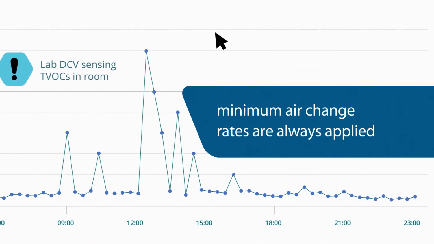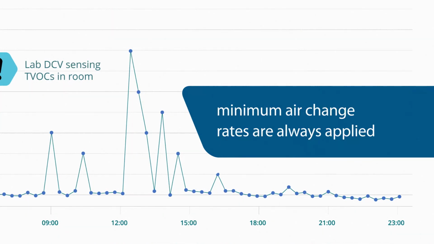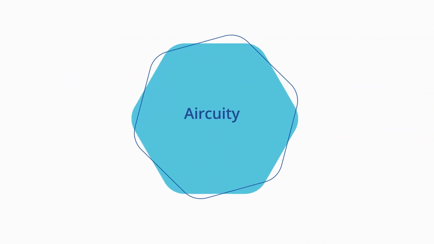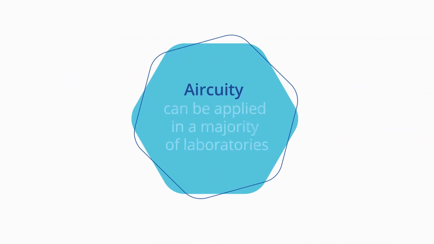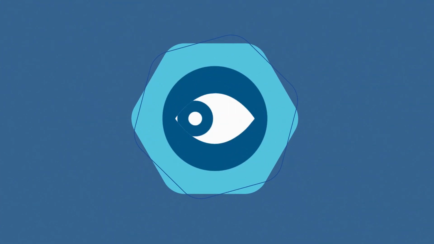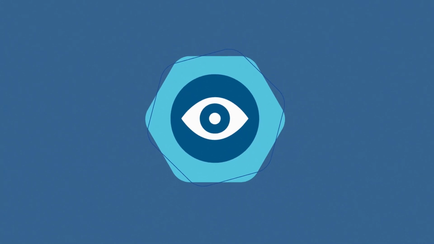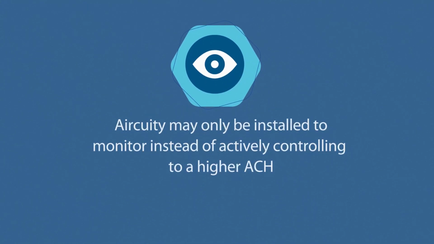Minimum air change rates are always applied based on ASHRAE assigned risk levels. Aircuity can be applied in the majority of laboratories, but savings will be restricted in certain labs based on ASHRAE hazard level assignments. In some more hazardous rooms, Aircuity may only be installed to monitor instead of actively controlling to a higher ACH.